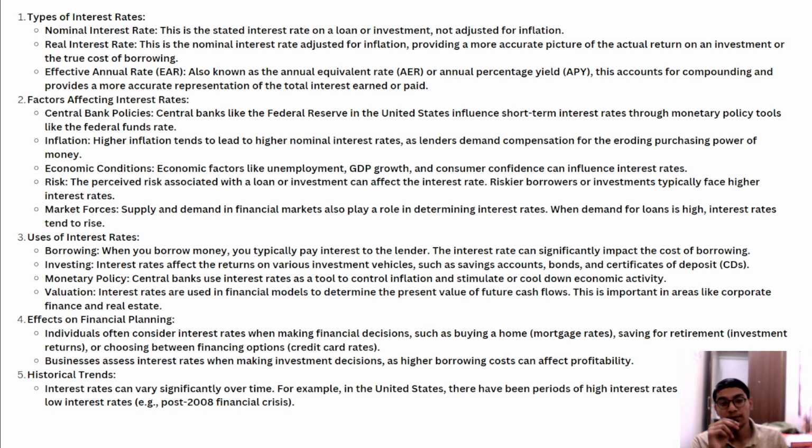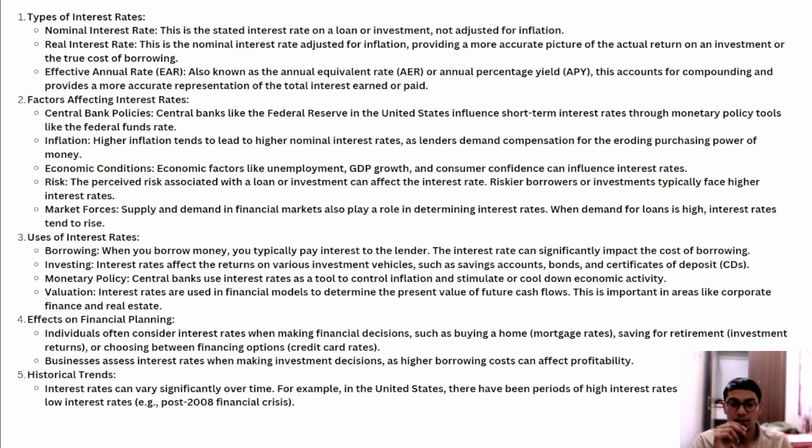Effect on financial planning. Individuals consider interest rates when making financial decisions such as buying a home, mortgage rates, saving for retirement, and investment returns. Businesses assess interest rates when making investment decisions, as higher borrowing costs affect profitability.